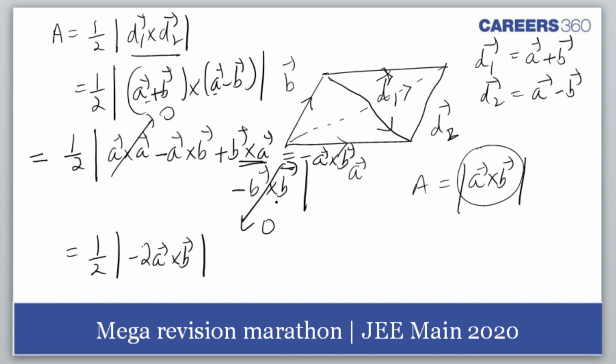Meenakshi, only scalar triple product and vector triple product is left. So this would be equal to A cross B. Minus will be neglected, 2 and 2 go. So that is what the area of a parallelogram is. That's how we did it. Only STP and VTP is left, scalar triple product and vector triple product.